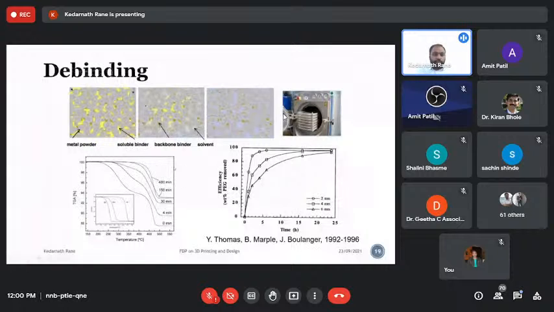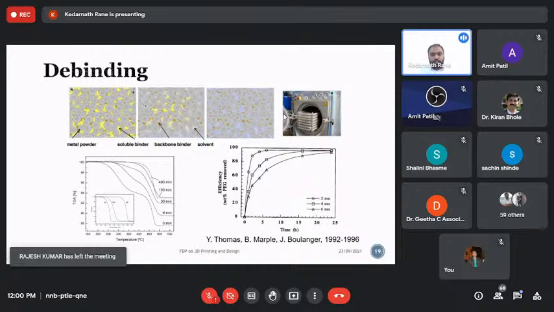How the process works is shown in the schematic. You can see this is the metal powder, and yellow and other colors represent the binder which is getting removed during the debinding steps. The backbone binder is there, some solvent is there, then the solvent is removed, then you can remove the backbone.